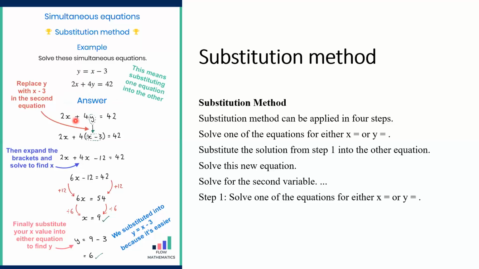Okay, so if I do that, 2x plus 4y equals 42. Now I'm going to write what y is in terms of x. So as you can see here, y is x minus 3. So 2x plus 4y means 4 times x minus 3 equals 42. Then 2x plus 4x minus 12 equals 42. 6x minus 12 equals 42. 6x will be, take this negative 12 to the other side of the equation, equals 54. Divide both sides by 6, x will be 9.